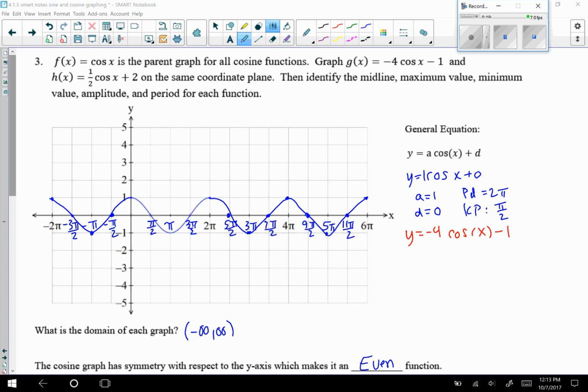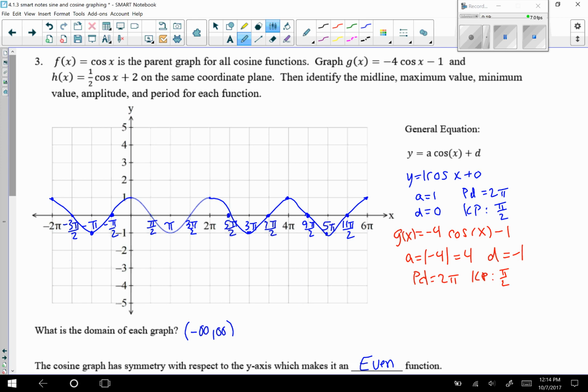So if I look at my next equation here, for this one, we're looking at g of x. We know this is a reflection across the x-axis, a vertical stretch by 4, and down 1. So my amplitude is the absolute value of -4, which is 4. And my midline is going to be at -1. My period is still going to be 2 pi. And my key points are still going by intervals of pi over 2, because we haven't changed that yet.